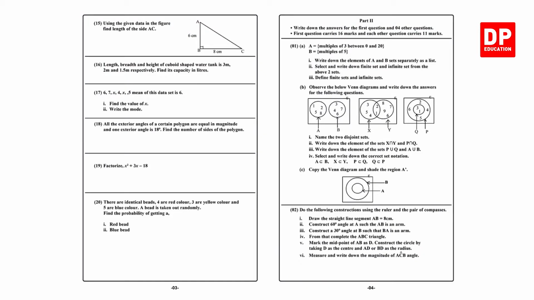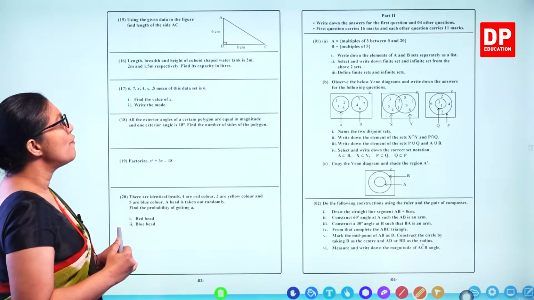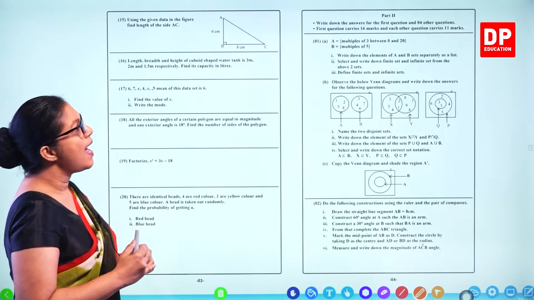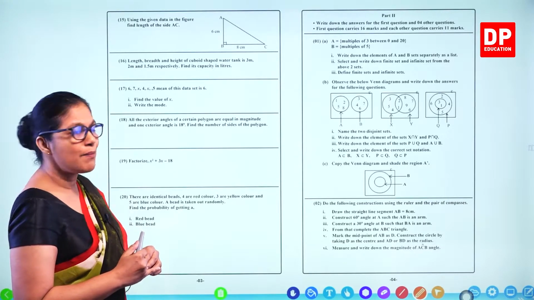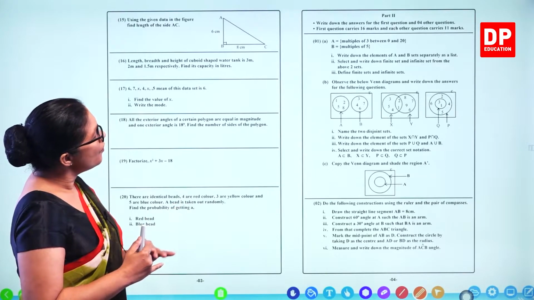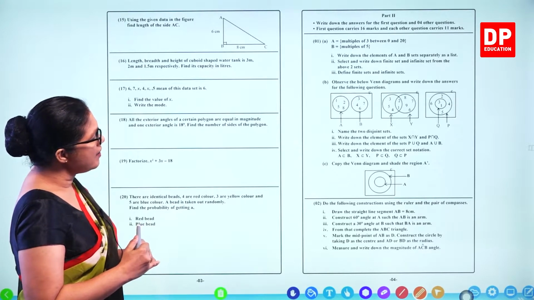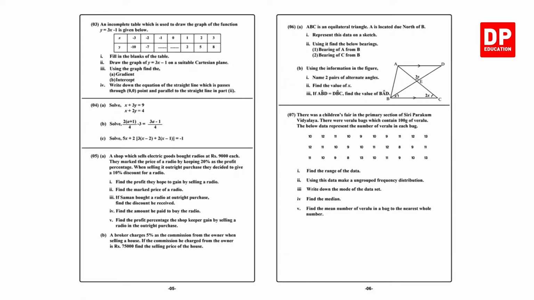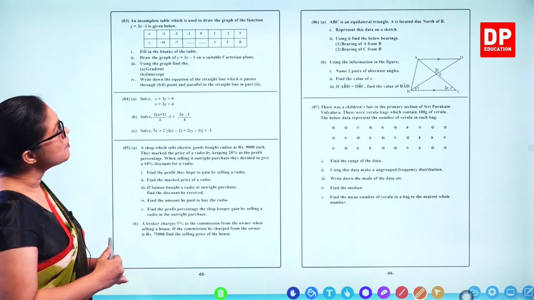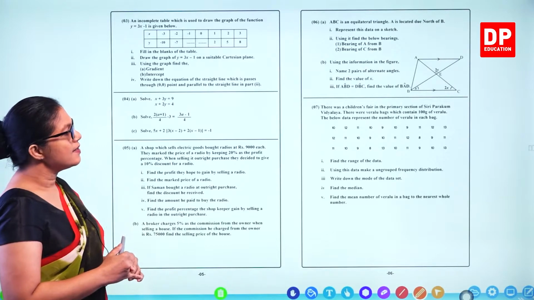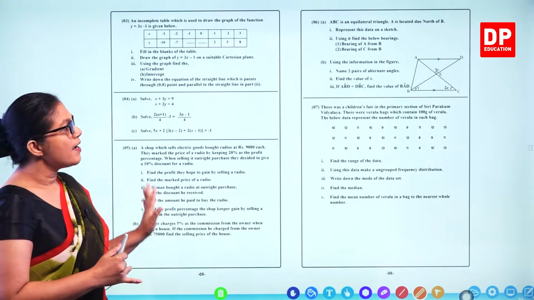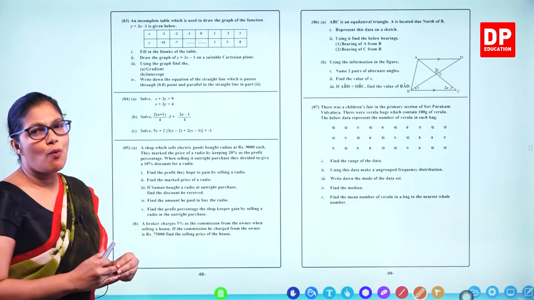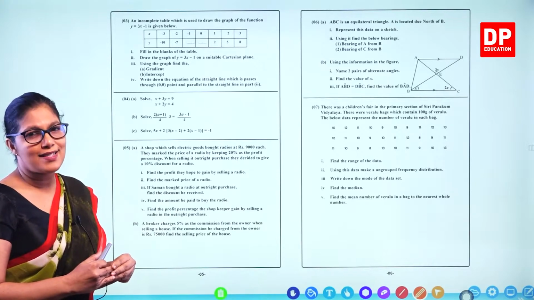In part 2 it says write down the answers for the first question and 4 other questions. First question carries 16 marks and each other question carries 11 marks. So, you can do question number 1 and 2. Then, next page you get questions 3, 4, 5 and the last page you get questions 6 and 7. So, try all the questions and then watch my video to check the answers.